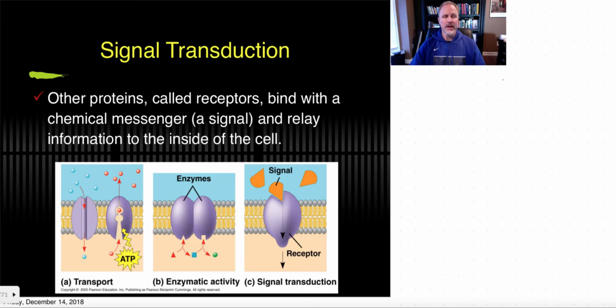Okay, they can transmit signals. So, for instance, if this is a hormone and it binds to this protein here, then it transduces the signal, or transmits the signal, inside the cell, and that sets off a series of events inside the cell, similar to the enzymatic activity that we were talking about earlier. And the transport protein that we talked about first can also have enzymatic activity if you think of it like the sodium-potassium ATPase pump. It's acting like an enzyme to speed up the moving of the sodium and potassium ions.